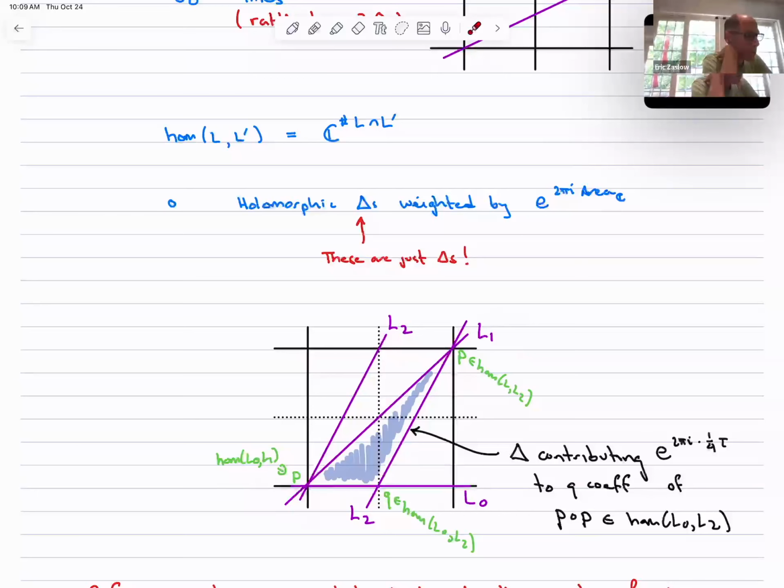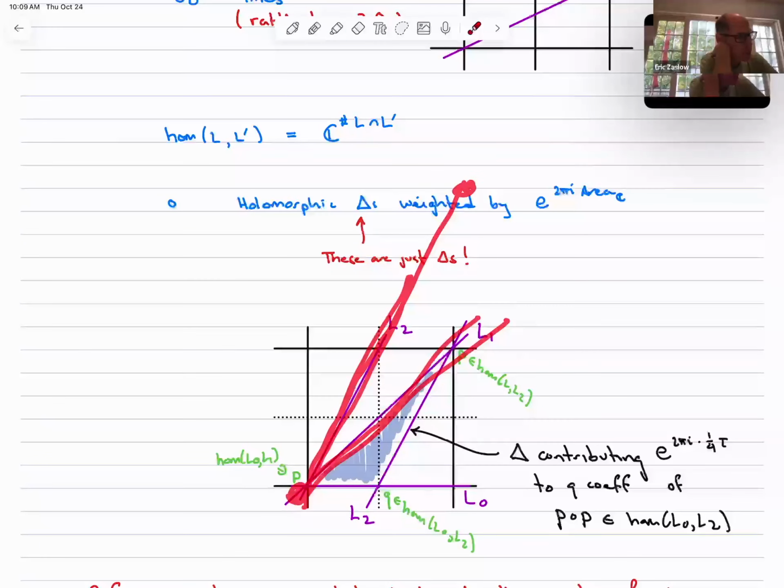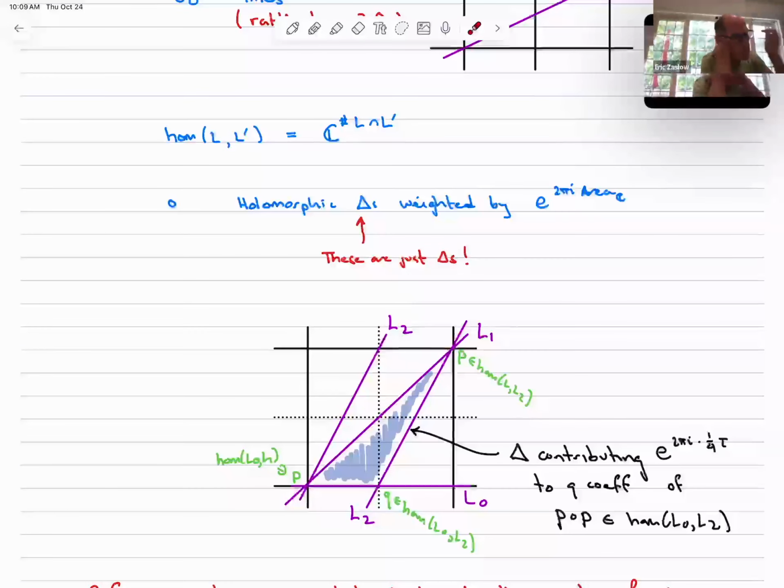What about L1, L2? That's a little bit trickier to see. Here's L1, here's L2. Where do they intersect? Well, they certainly intersect here at a lattice point. And then this one would come up and intersect up here, but that's also just the same lattice point. So it only intersects at lattice points.